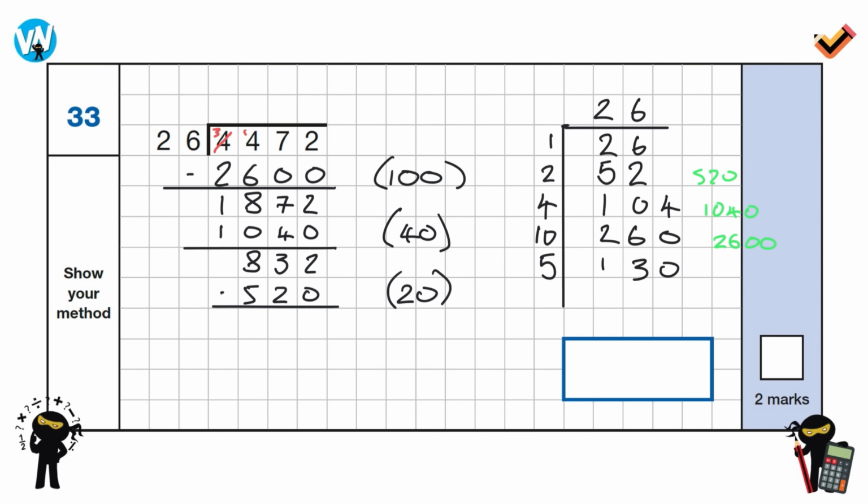Again, make a note, it's 20 lots. So 2 take away 0 is 2, 3 take away 2 is 1. And again, so what's the next biggest thing we can take away? It's probably 10 chunks. So you can see there's quite a lot of work to do here. 260.